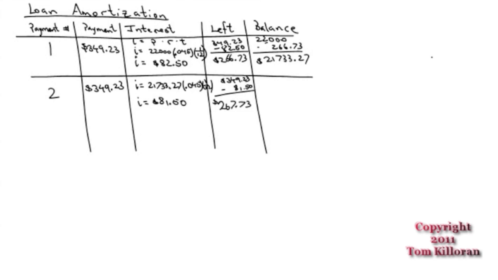And we're going to reduce the 21,000 by this number. So 21,733.27. And now we're down to 21,454.54. And we can keep doing this for, what is it, 72 payments? Yeah. And eventually that balance should come out to be zero or very, very close to zero. It could be negative, it could be positive, and then you just might have to owe a little balloon payment. But that's a loan amortization.